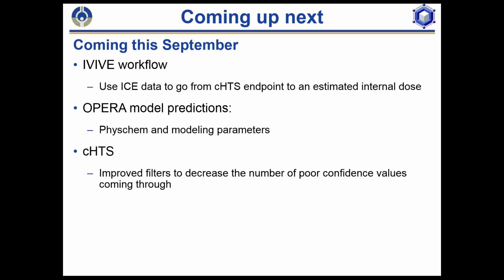So we had limited filters in the data that's currently out there. It just filtered for chemical QC. These improved filters we're hoping will decrease the number of poor confidence values. And so it's not that the values, the hits, are necessarily wrong. It's just that our confidence in them is really low. And again, the purpose of ICE is to provide people with high confidence data.